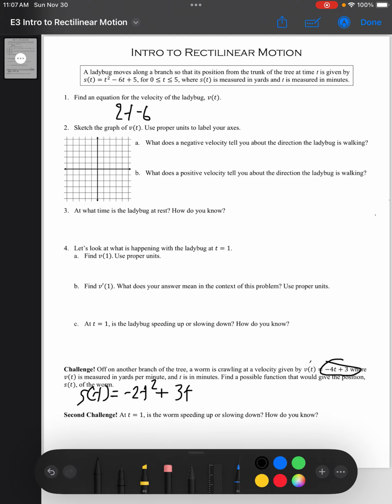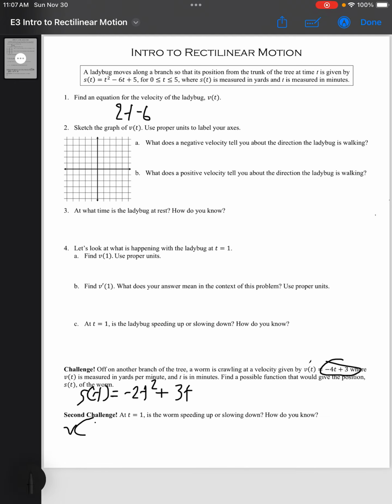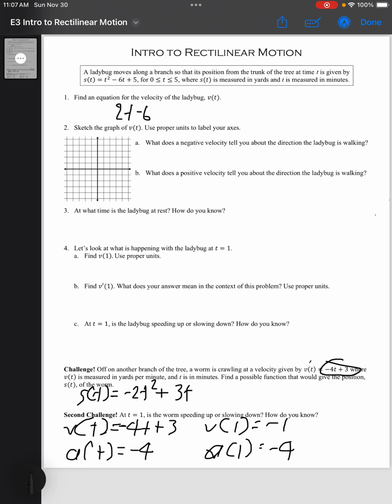So t equals 1. So our velocity function, let's just rewrite it, is equal to negative 4t plus 3. And our acceleration function would be the derivative, so just negative 4. At t equals 1, is the worm speeding up or slowing down? Well, v of 1 would be negative 4 plus 3, so negative 1. A of 1 would be negative 4. So you can see here that the signs of the velocity and acceleration are both the same. And if they're both the same, that means that the object is speeding up.